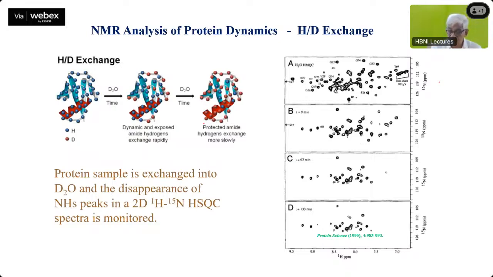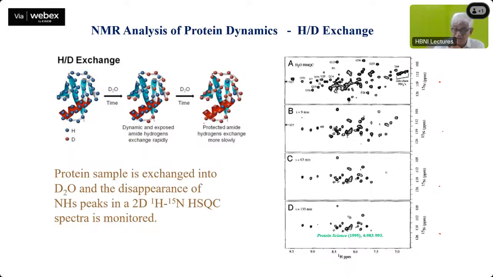And these are the HSQC spectra at different time points. Okay, or the HMQC. You can record HMQC or HSQC. So here you see, all the protons are seen. All the residues are seen. Some of them are labeled here, things like that.